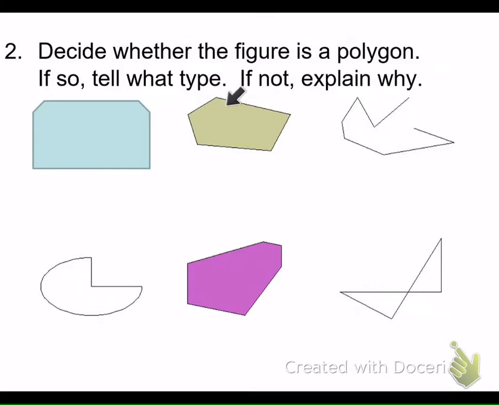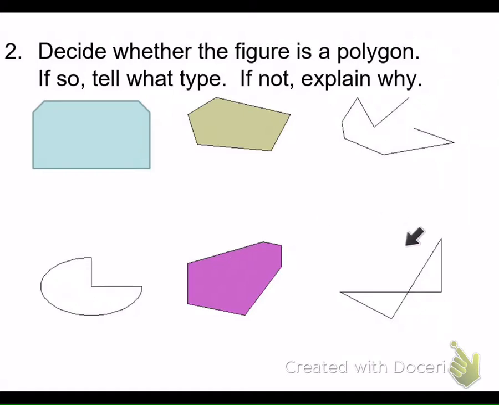All those same reasons. This guy? No. Why not? There's a gap. There is a big old gap right here. Okay. What about this one? There's a curve. The whole side is curved. So this would be a no because of curves.